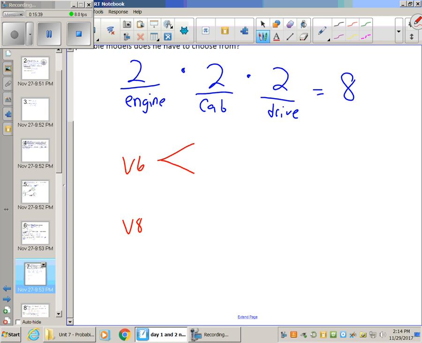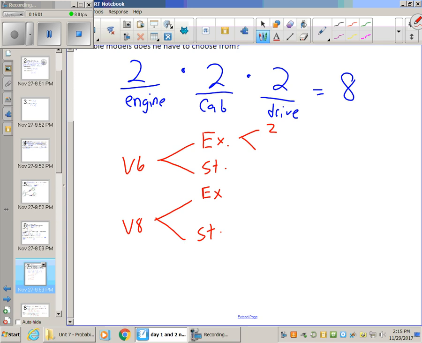He could either do the extended cab or the standard cab. And same thing if he were to choose a V8 engine. He could choose an extended cab from there or a standard cab from there. After those options, he has 2 options after picking those.